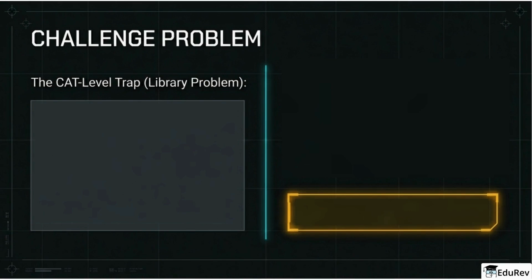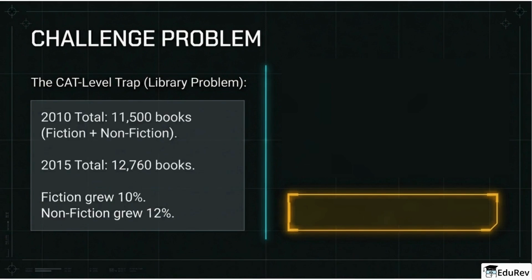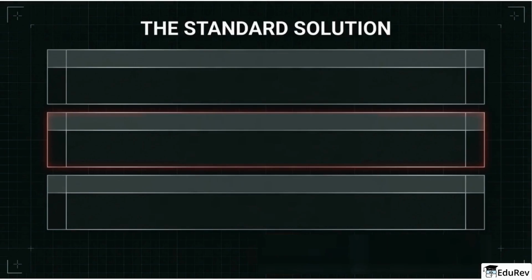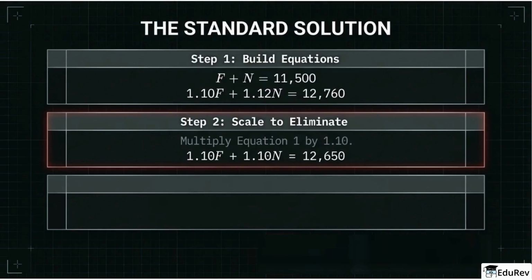This challenge problem is a classic mixture question. You are told the total number of books in 2010 and 2015 along with the growth rates of fiction and non-fiction, and the task is to find the fiction count in 2015. What matters here is not just arithmetic, but setting up the right system with the right variables. CAT often hides linear equations inside everyday contexts, and the trick is to translate the story into a clean algebraic structure before solving.